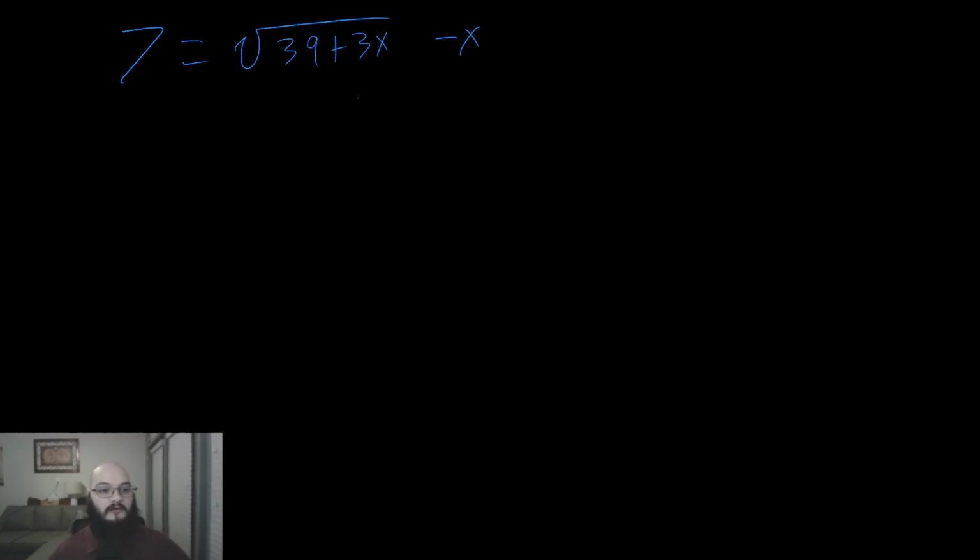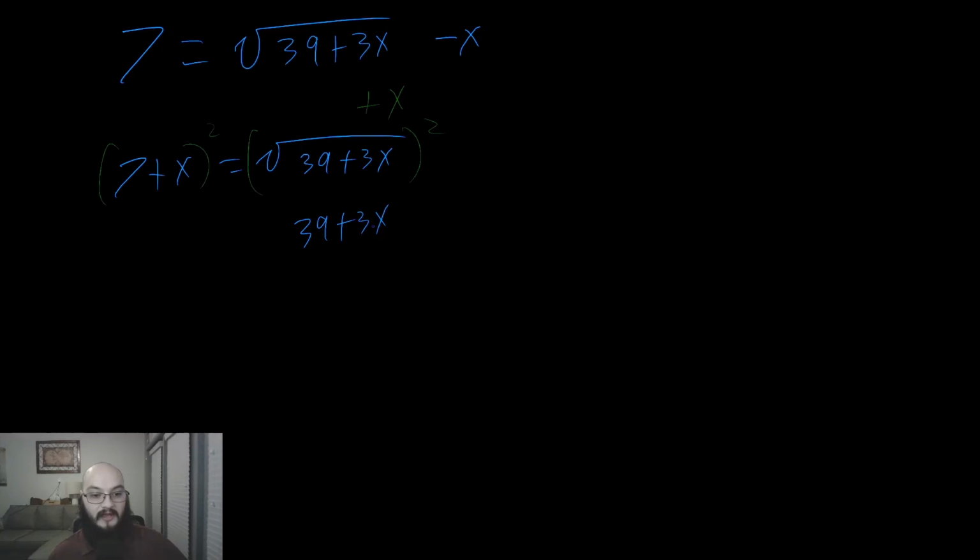So we're going to first add x to both sides to get rid of this x over here. So we'll now have 7 plus x is equal to the square root of 39 plus 3x. From here, now we have our radical isolated. Let's square both sides. And over here, we will just get the insides of the radical. So we'll have 39 plus 3x. And then on this side, we will have 49 plus 14x plus x squared.